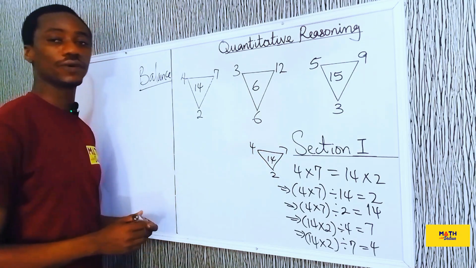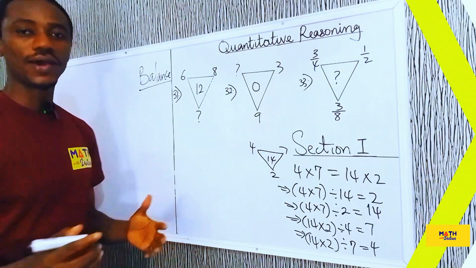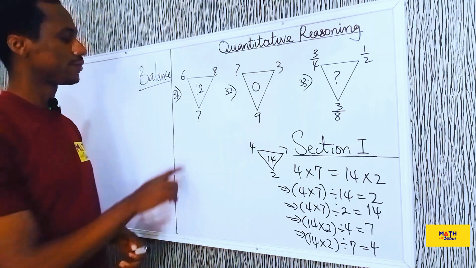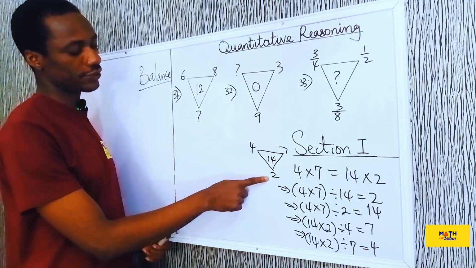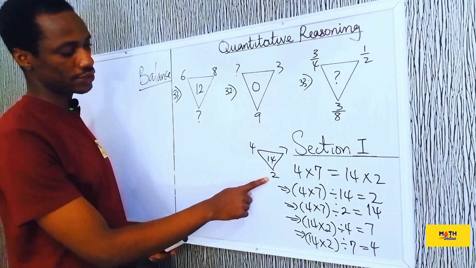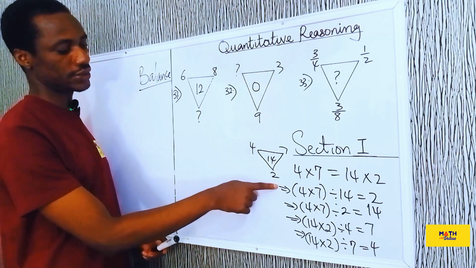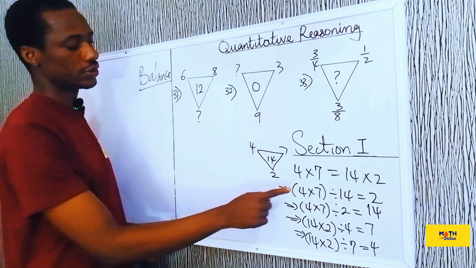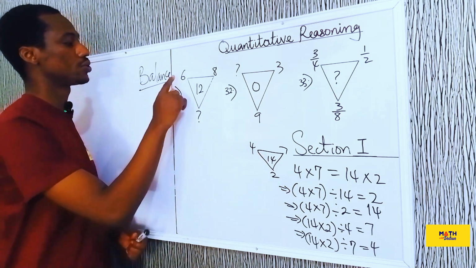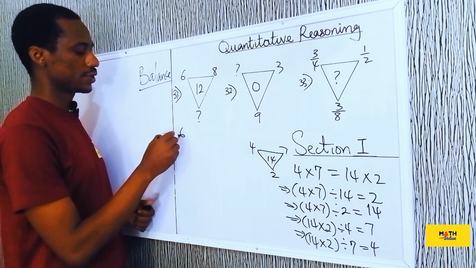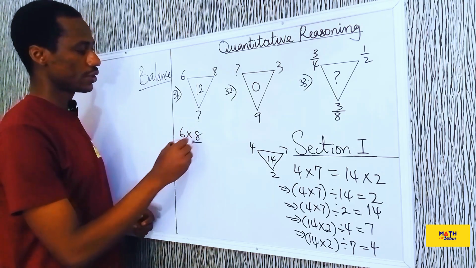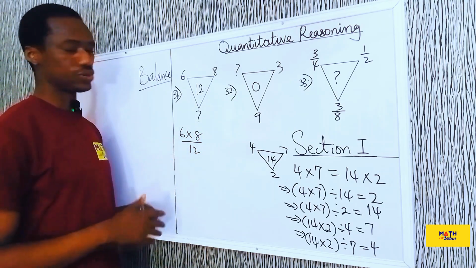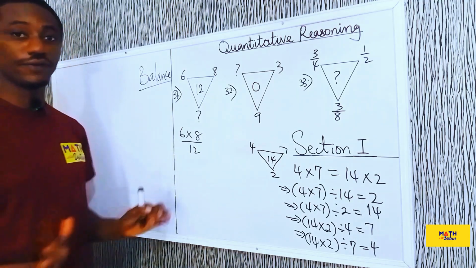Okay, now let's go over to the exercise. We have this part missing, and that is in place of 2. So how did we get 2 here? This is our analysis for 2. We did 4 times 7, we divided the answer by 14. So we're going to do 6 times 8, 6 times 8 divided by 12. So it's good you write it this way. It will make your work very fast.